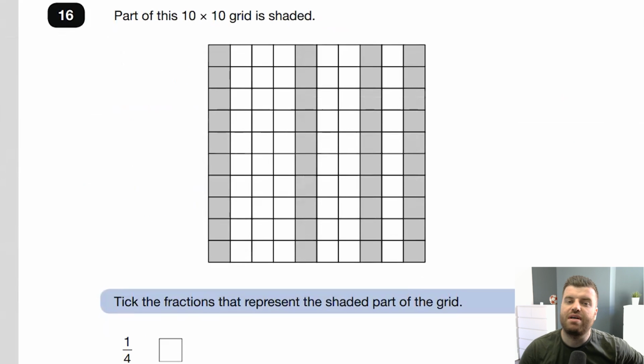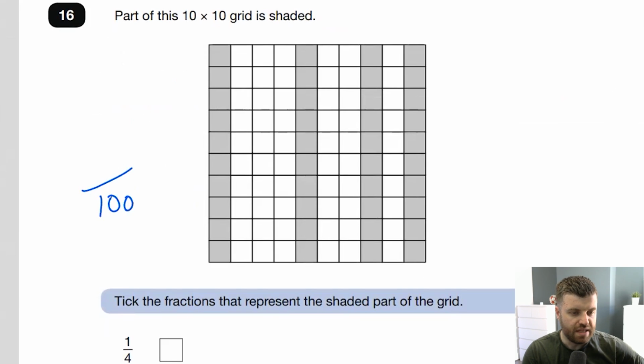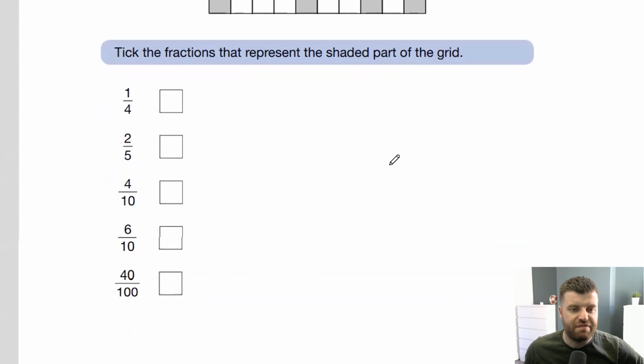Part of this 10 by 10 grid is shaded. Tick the fractions that represent the shaded part of the grid. Well, a 10 by 10 grid means that it is out of 100. And each column, I know, is 10 in a 10 by 10 grid. So 1, 2, 3, 4 columns, that's 40 out of 100. So we need to tick any fractions that are the same as 40 out of 100.